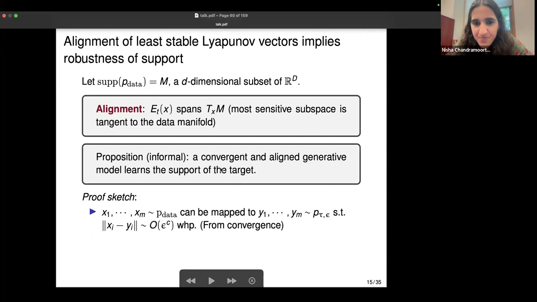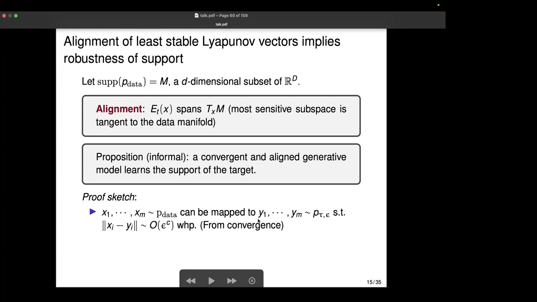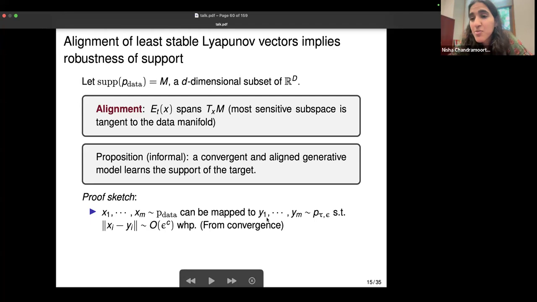Sorry, I went over this and didn't talk about it clearly. When I say I have a convergent generative model, I mean that if you take samples from the true target distribution, you can find an optimal transport map that can take you to samples of the perturbed dynamical system.